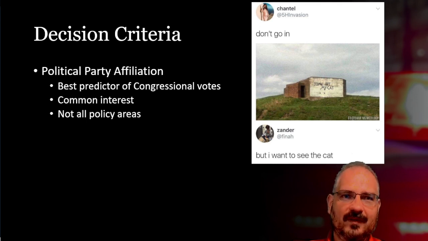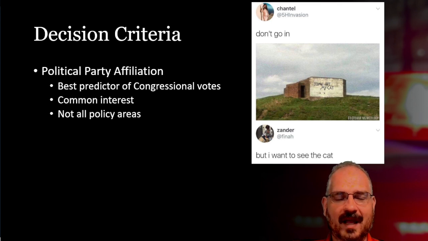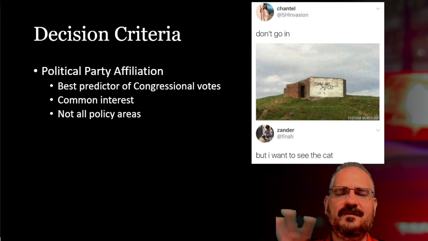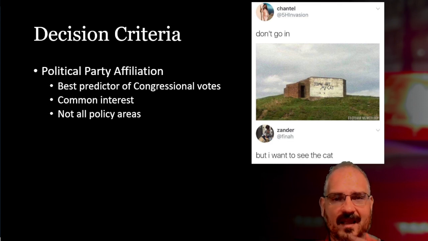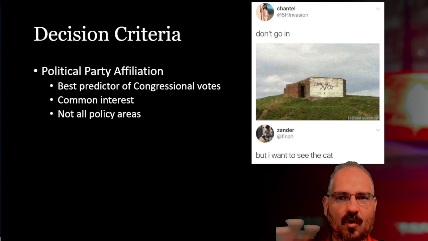Now, not every policy area has a political party differentiation, right? So Republicans and Democrats disagree on a lot, but there are certain areas where they sort of agree, or it's not quite clear. There's lots of variability within the party, in both parties, and thus there's a lot of times more overlap.